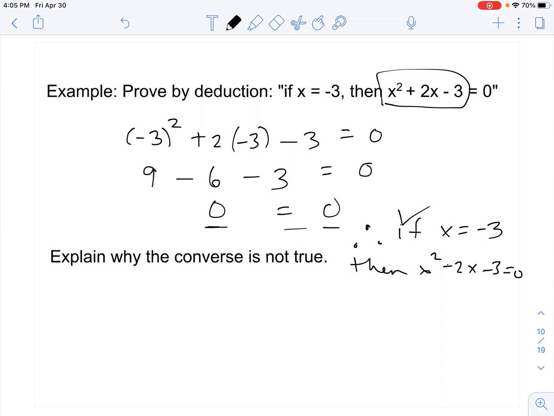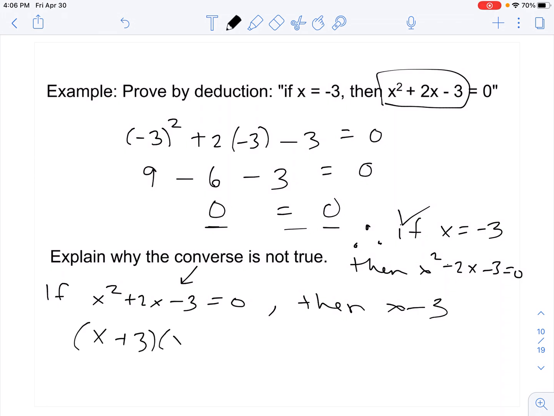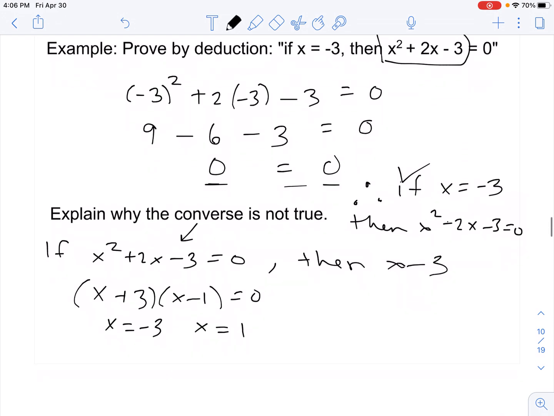Explain why the converse is not true. The converse is if x squared plus 2x minus 3 equals 0, then x equals negative 3. So I'm going to start with this side, and it factors into x plus 3 and x minus 1. And so x equals negative 3 and x equals positive 1. And so this is false, and my counterexample is that x could equal 1.